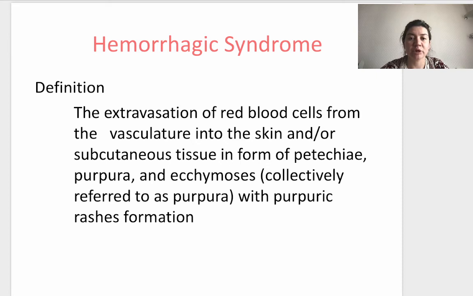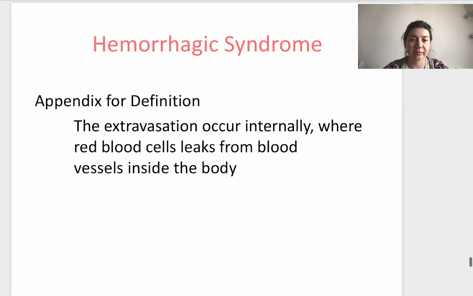Next syndrome for today is hemorrhagic syndrome. Definition: the extravasation of red blood cells from the vasculature into the skin and subcutaneous tissue in the form of petechia, purpura, and ecchymosis. It is collectively referred to as purpura, with purpuric rash formation. The extravasation occurs internally, where red blood cells leak from the blood vessels inside the body.